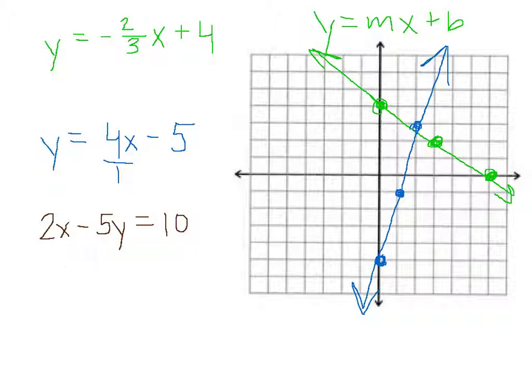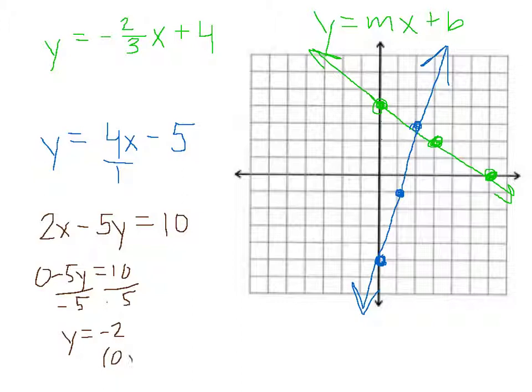So one way that I've seen it done is if you plug in 0 for x. So you have 0 minus 5y equals 10. You want to get y by itself, so you divide both sides by -5. So y equals -2. Since your 0 was x, you could put that in a coordinate point. That coordinate point, if I were to graph it, is over 0, down 2. So that point is right here.